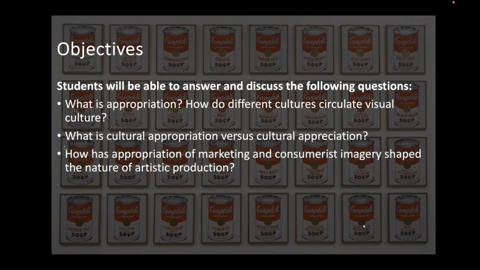Lastly, how has appropriation of marketing and consumerist imagery in particular shaped the nature of artistic production? So we're going to comment a little bit on the history of art, because this idea of appropriation becomes a hot point within art movements starting in the 1960s in the US and continues to this day. So we'll comment a little bit about that and its relation specifically to advertising and branding and marketing, which are already images, right, that are meant to circulate and be appropriated. So that's on the docket today. Let's get started.